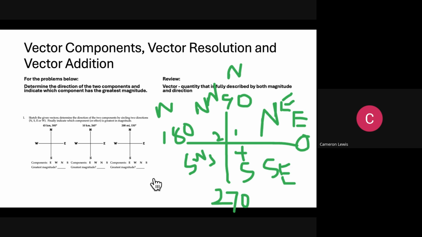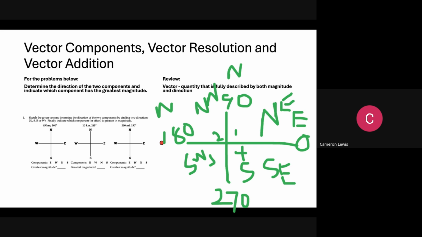For this problem, the first one, they said 45 kilometers at 300 degrees, right? 300 degrees, what quadrant is that? 1, 2, 3, or 4? 4. 4, because it's between what two angles? 270 and 360. Okay, right? So now let's think. It's in between 270 and 360. Now, how would I draw that?